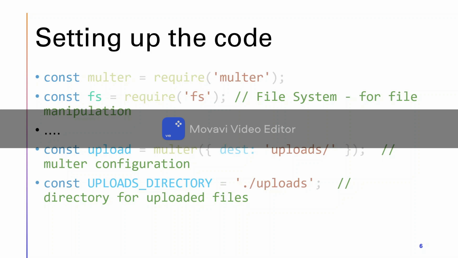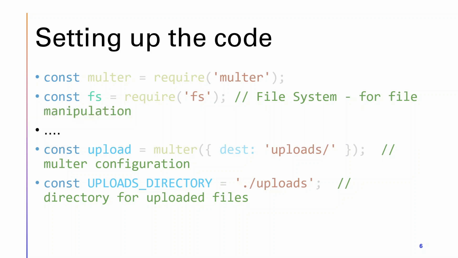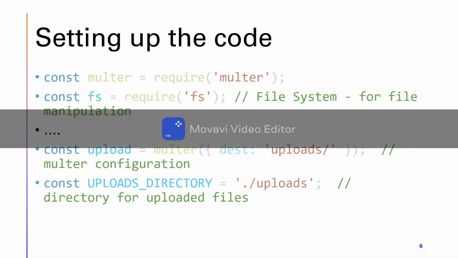Now that we have the Express environment set up, we can start working on the code that will allow us to upload images onto our server. The first part of code requires us to import Multer into our app.js. We do this by typing in const multer = require('multer'). We will also need the file system import, which is const fs = require('fs').